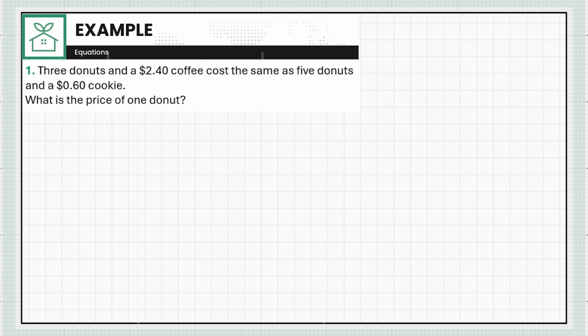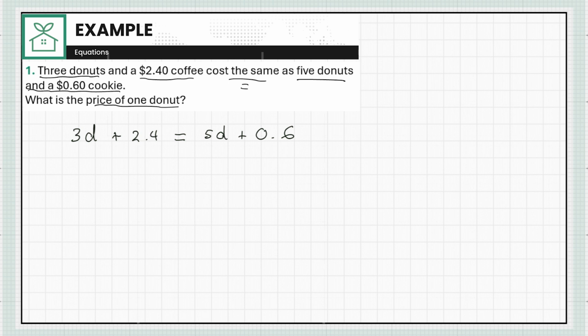Here are some more examples of how to use equations based on real-world situations in order to provide a solution. Our first one has 3 donuts and a $2.40 coffee is the same as 5 donuts and a 0.60, or a 60-cent cookie. What is the price of one donut? When we see the word "same", we think the equals sign. So 3 donuts plus 2.4 is the same as 5 donuts plus 0.6.